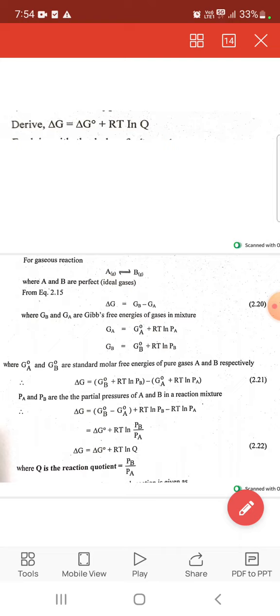So by mathematical rule, G°B − G°A is ΔG°, plus RT ln (PB − PA), which we can write as RT ln (PB/PA). So ΔG = ΔG° + RT ln Q. Here Q is the reaction quotient, and Q = PB/PA. So we have derived ΔG = ΔG° + RT ln Q.